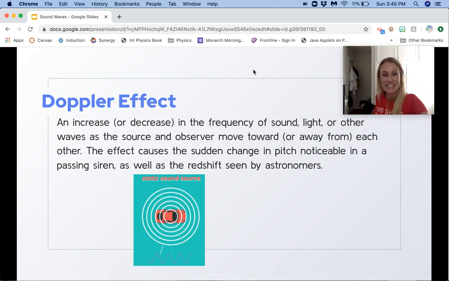So this is our static, or not moving, sound source. We can see those sound waves, which are really just drawn as concentric circles, coming out from that source.